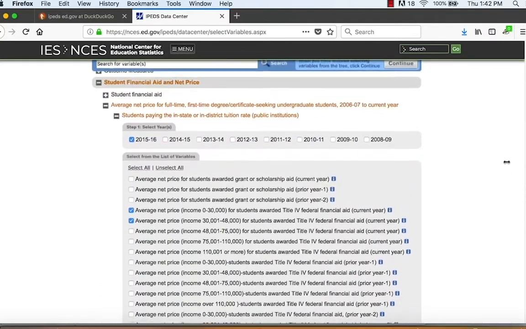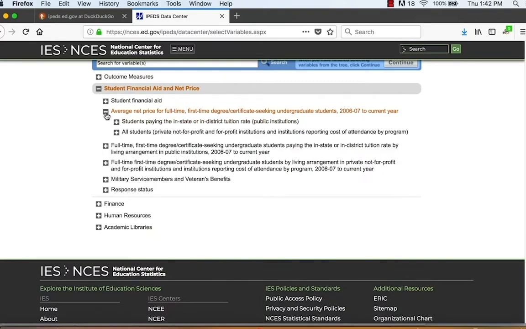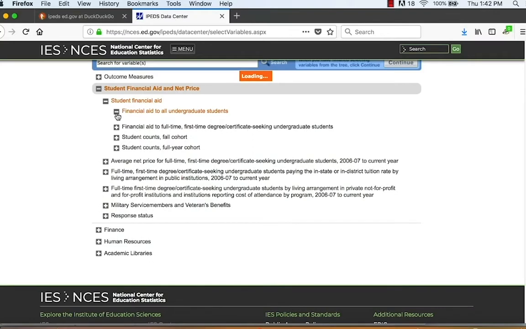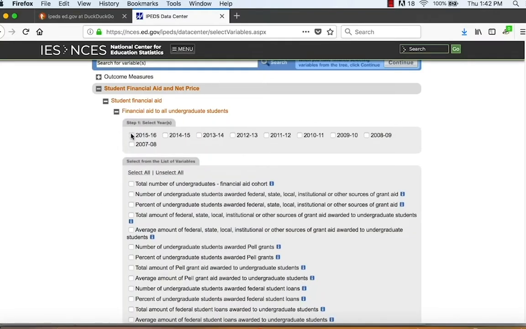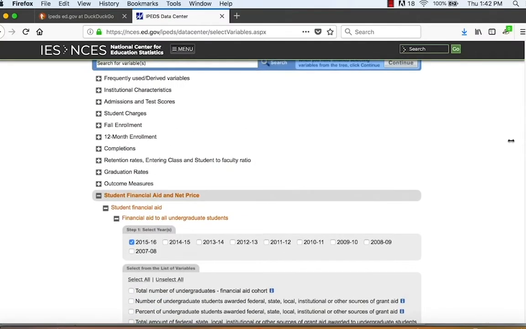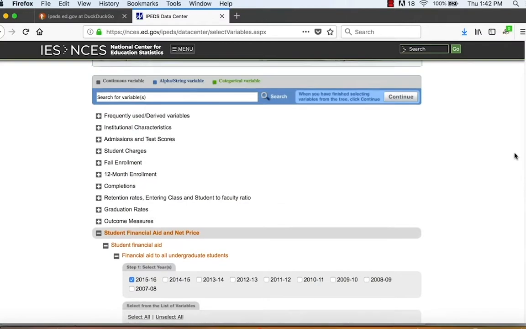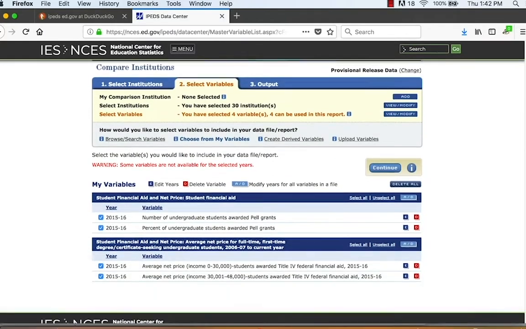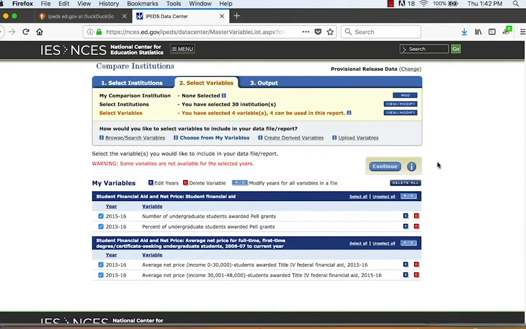Okay, so now we've done that, we can close that. I think that it would be a good idea to just see how many students we're talking about. So we're going to choose the percent number of students who receive Pell Grants, to see if that's a high percent of each school. All right, we've chosen our time period, we've chosen our variables, and now we're going to continue. Okay, so now these are the 4 variables we are going to receive. We are going to hit continue.